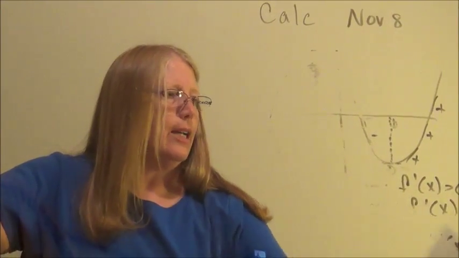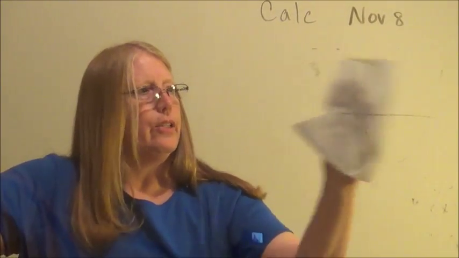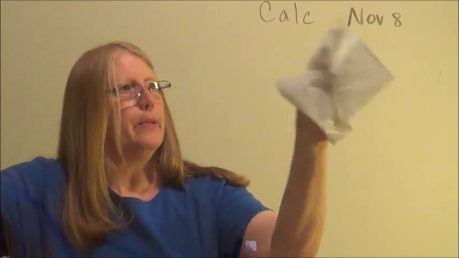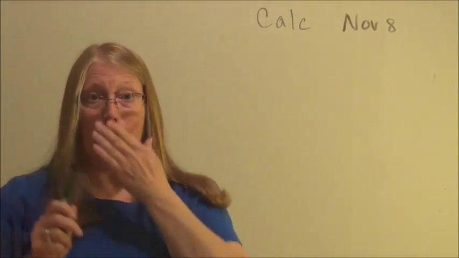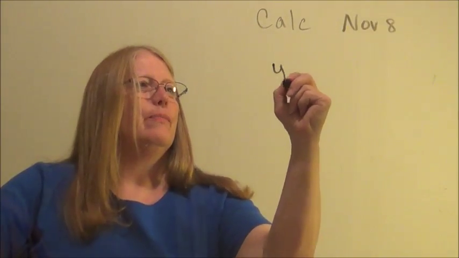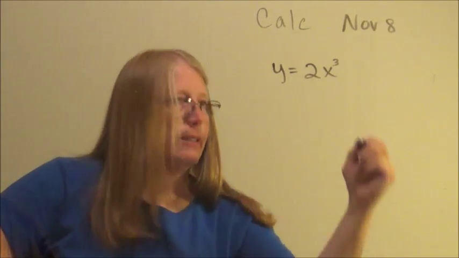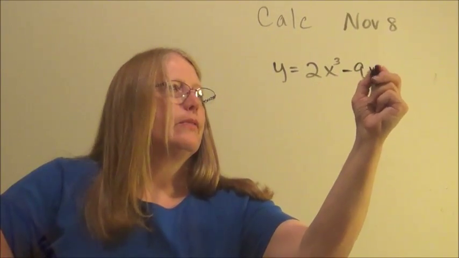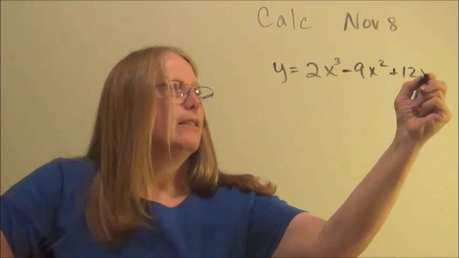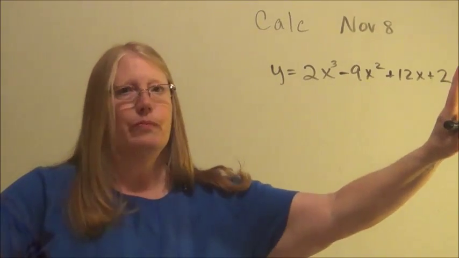This concept, I think, is quite understandable, so we're going to go right to an example of it. So let's see what that looks like. Y equals 2x to the third minus 9x squared plus 12x plus 2. All right, did that show up?